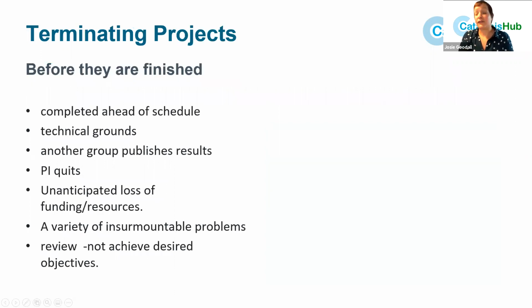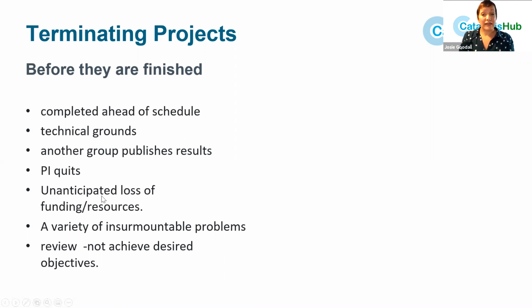And it may be that we have to terminate projects early. In research, it could be because everything's worked, all the kit worked, nothing's broken. The researchers were really effective and we've actually completed everything ahead of schedule, in which case it's a great reason to terminate the project early. But technically it could not work. Somebody else could publish the results and there's no point in continuing. A PI could quit, move on, retire, leaving the project without a sponsor.